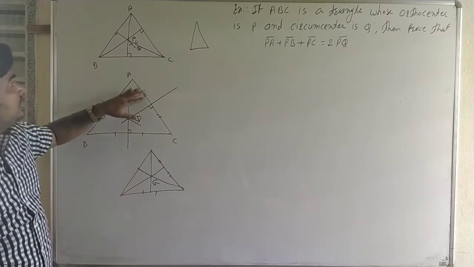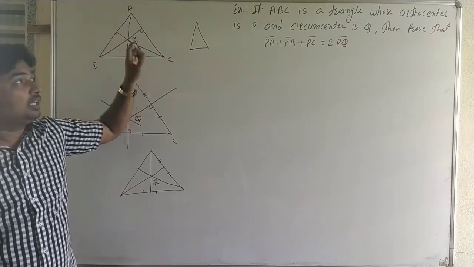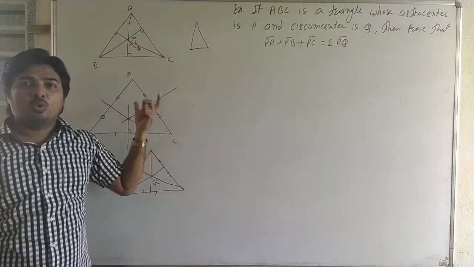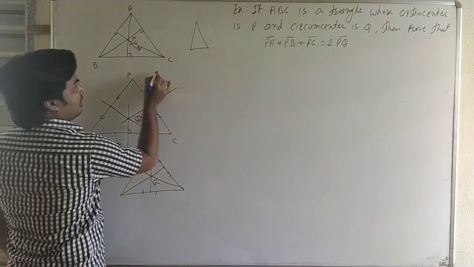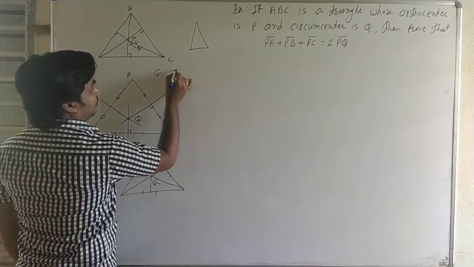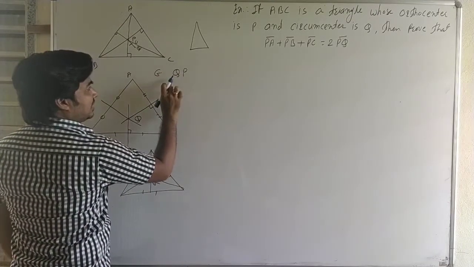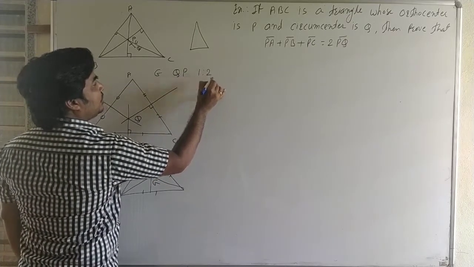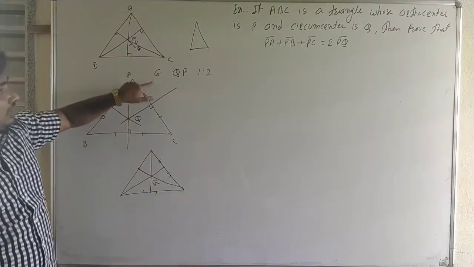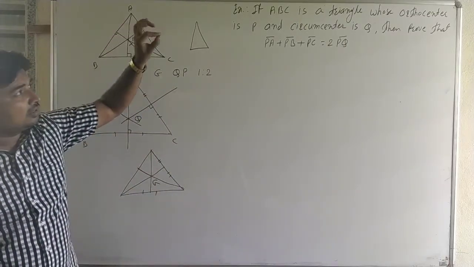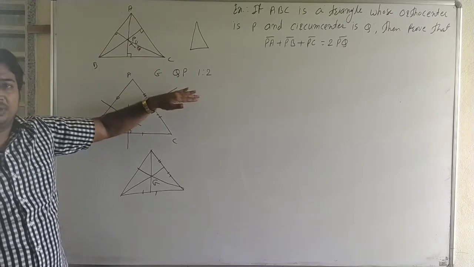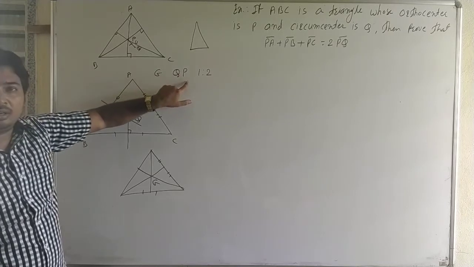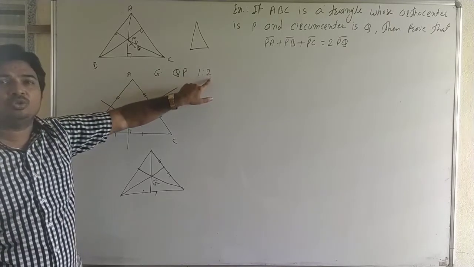And then the relation between P, G and Q, that is the orthocenter, circumcenter and centroid: they are collinear, and centroid G divides QP, the line segment joining circumcenter and orthocenter, internally in the ratio 1:2. Okay, here circumcenter, orthocenter and centroid are collinear, and the centroid divides the line segment joining circumcenter and orthocenter internally in the ratio 1:2.